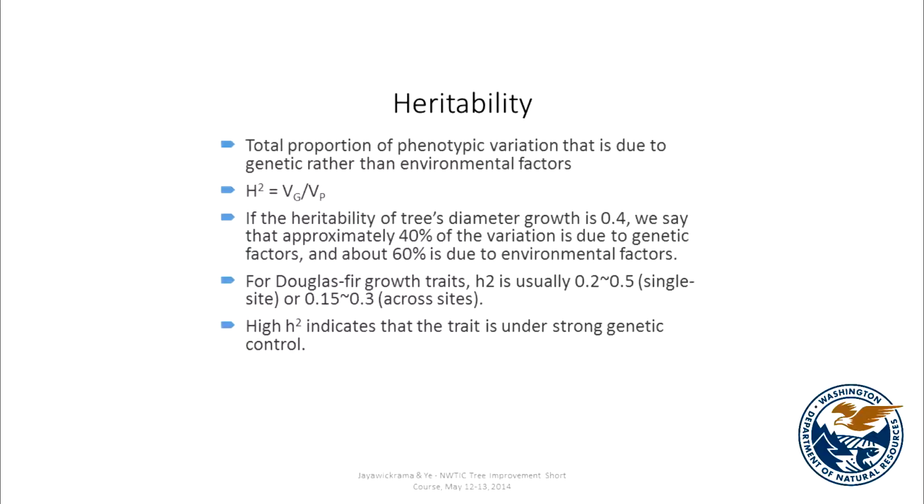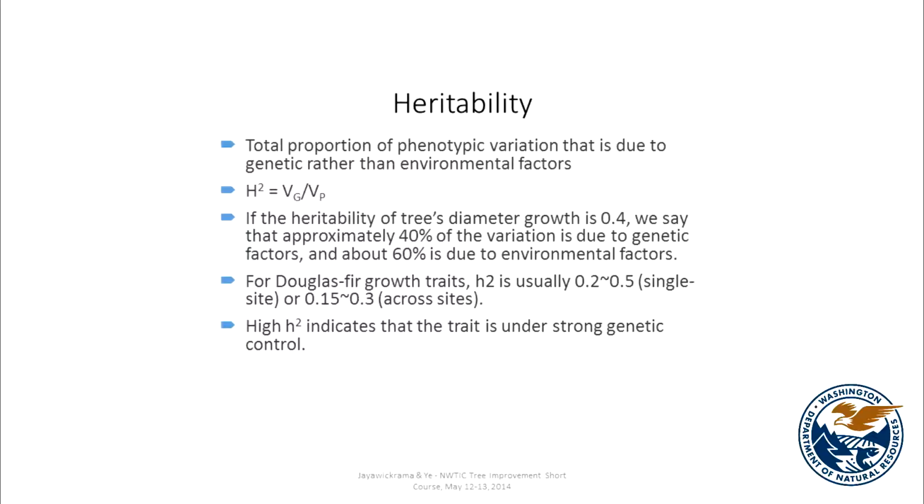In this case, we're dividing the genetic variance by the phenotypic variance, and that tells us how heritable this particular trait is. When we're talking about a specific trait, we might say its heritability is 0.4, and in that case, we're saying that approximately 40% of the variation that we're seeing is due to genetic factors, and 60% of the variation is due to other factors, most likely environmental factors.